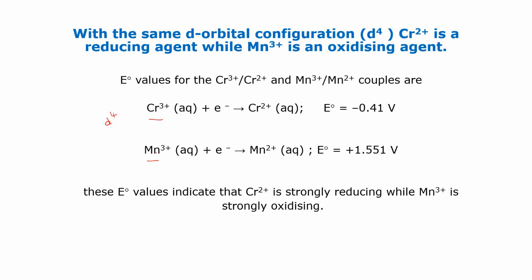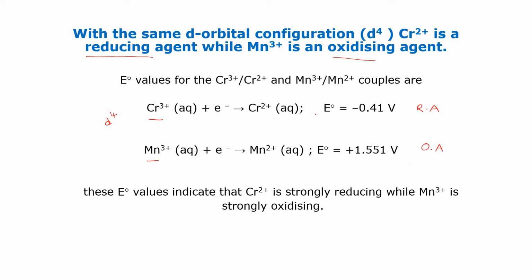But what they are saying: Cr^2+ is acting as which reagent? Reducing agent. And Mn^3+ is acting as which reagent? Oxidizing agent, isn't it? What is the difference? Configuration is the same, but one is acting as a reducing agent, the other is acting as an oxidizing agent. What is the reason? We can see.